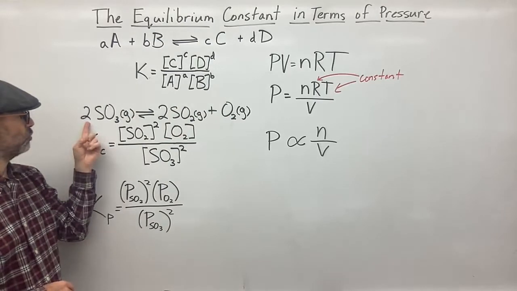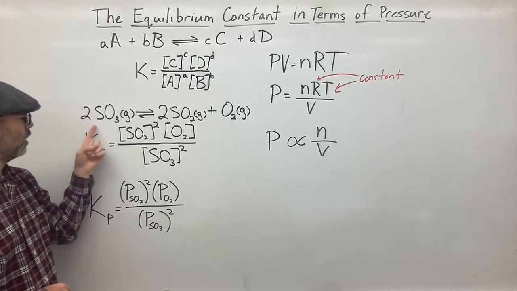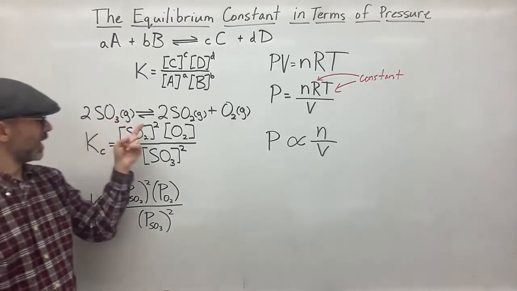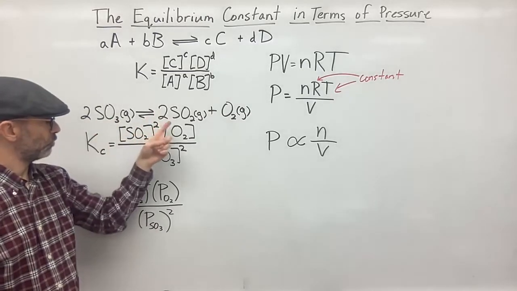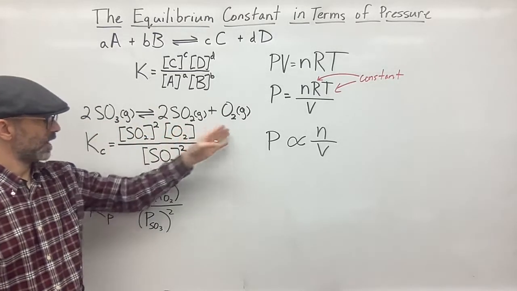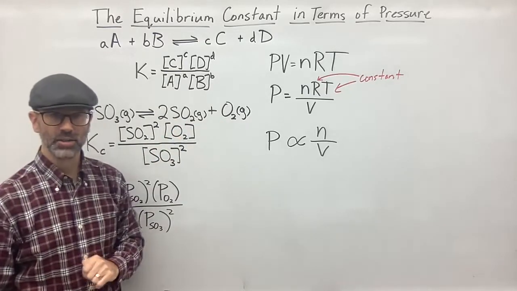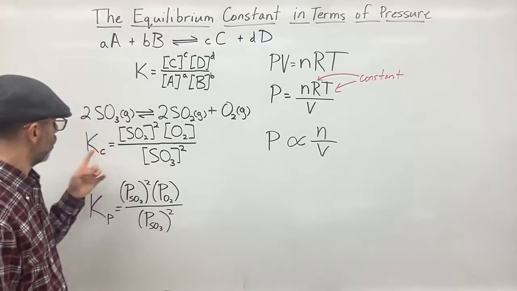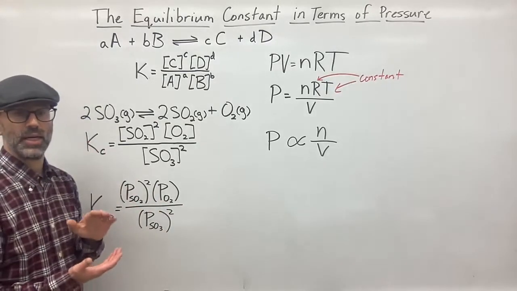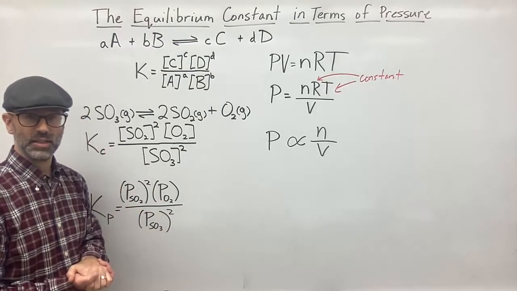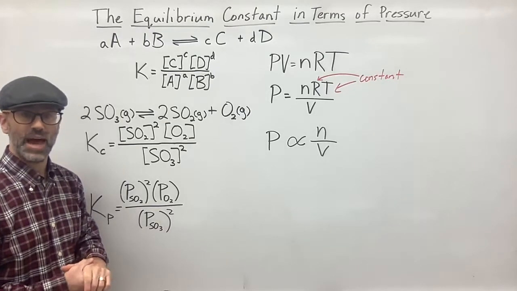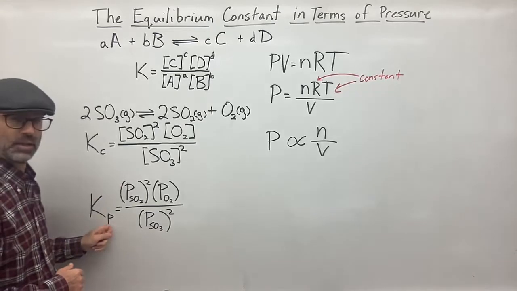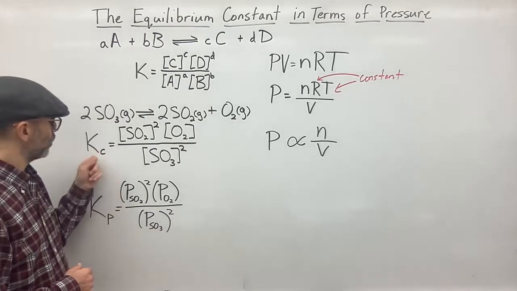So here's an example of an equation, right? We have two moles of our sulfur trioxide gas breaking down into 2 moles of our sulfur dioxide gas and 1 mole of oxygen gas. So we can write this in terms of concentration. We're going to distinguish between our equilibrium constant in terms of concentration and that in terms of pressure by the little c and little p here.